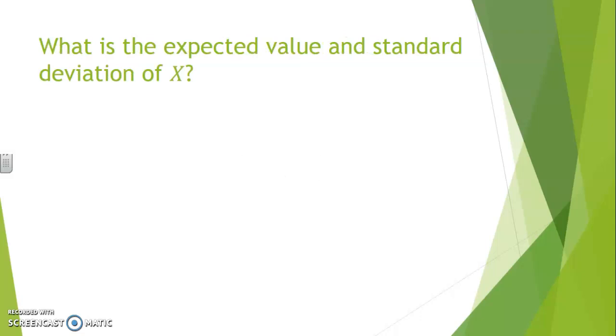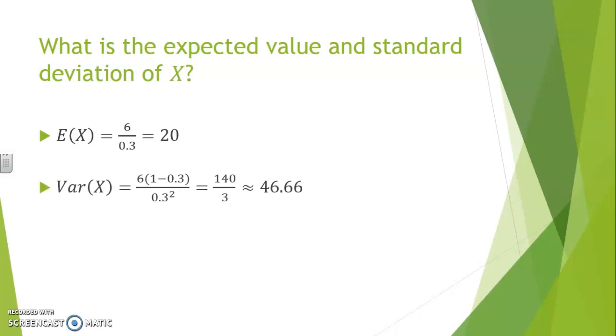Expected value and standard deviation of x can be calculated by using the formulas we stated earlier. So r over p would be 20 in this case. So we would expect 20 students to have to be interviewed in order to find a 6th respondent coming from a high school that is public. The variance is r times 1 minus p over p squared, and the standard deviation tells us that a deviation of 6.8 interviews is to be expected.